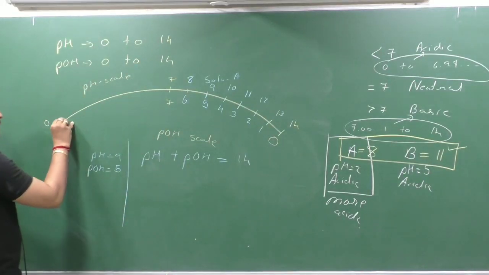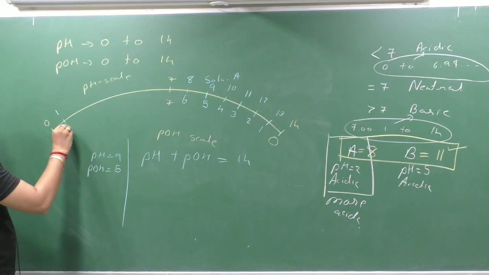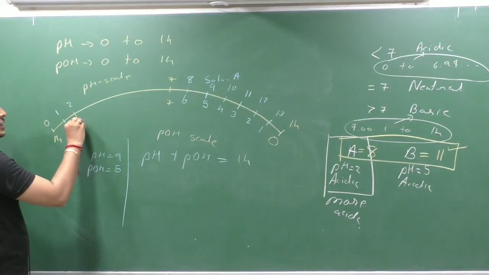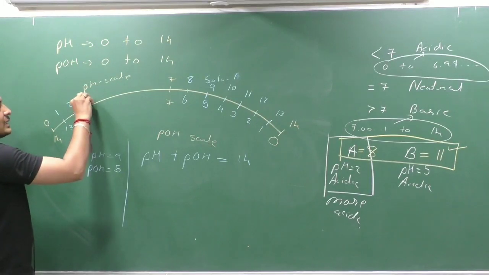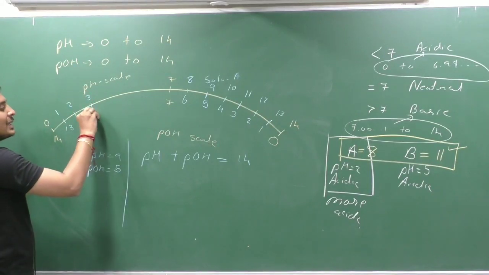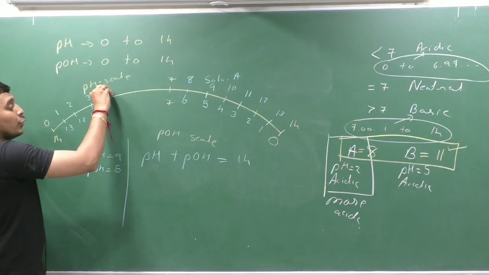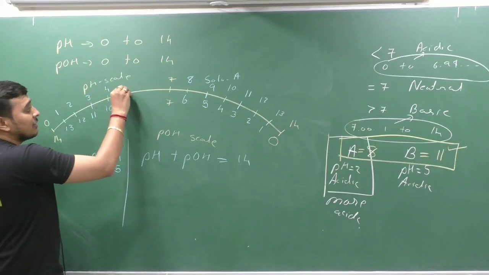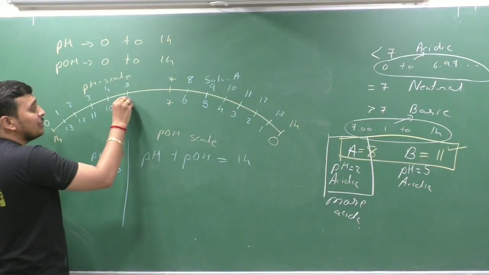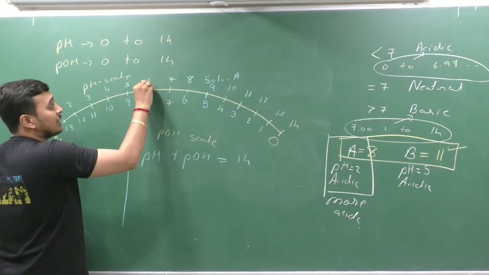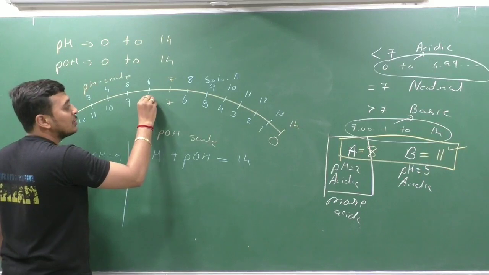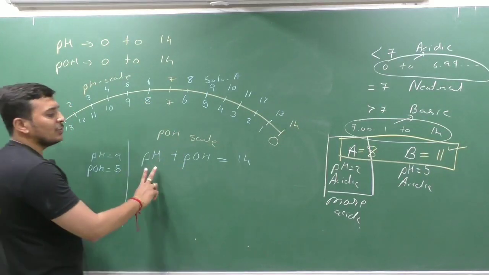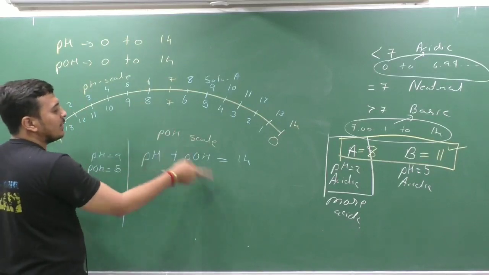Clear? Same here. If pH is 1, then the pOH will be 13. If pH is 2, then the pOH will be 12. If pH is 3, then the pOH will be 11. If pH is 4, then the pOH will be 10. If pH is 5, then the pOH will be 9. If pH is 6, then the pOH will be 8. Clear?